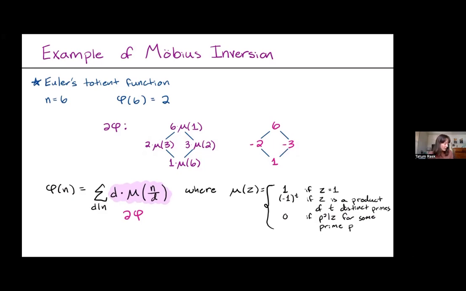And indeed, what you can see is that if we evaluate our Euler totient function at 6, we get 2. What that tells us is that if we sum up this Möbius inverse at everything 6 or below, we get 2. Indeed, 6 minus 2 minus 3 plus 1 gives us 2. So Euler's totient function is the classical example of Möbius inversion.